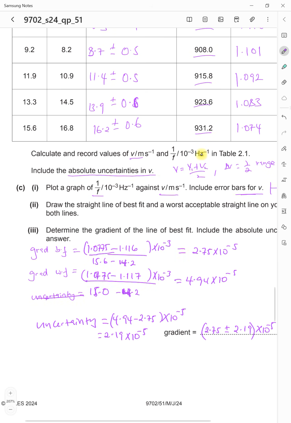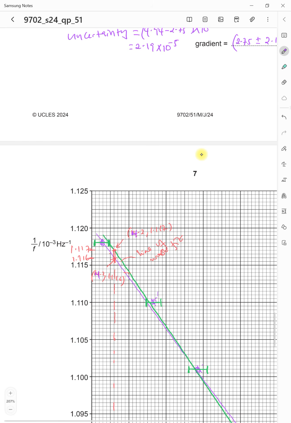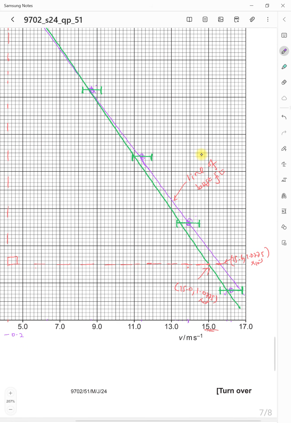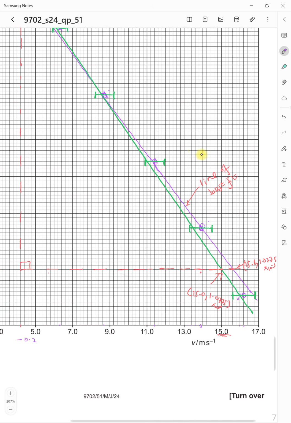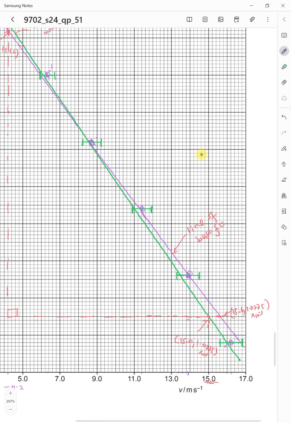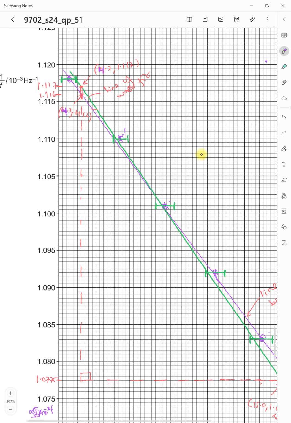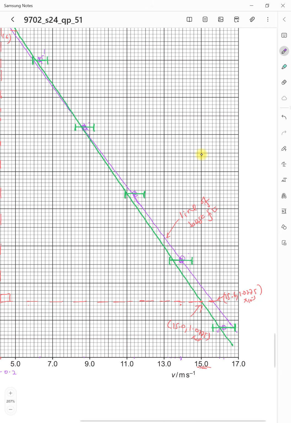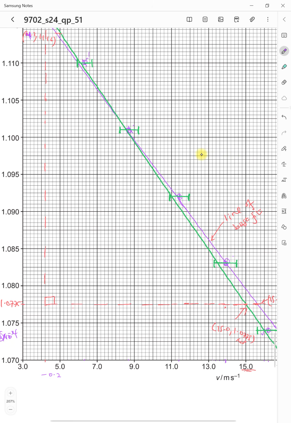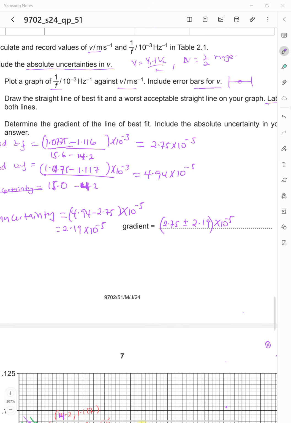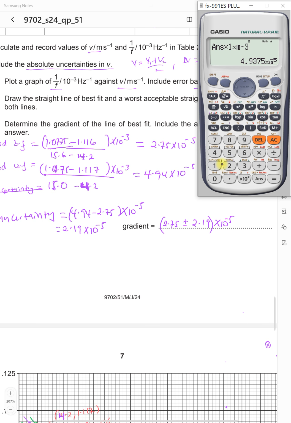So this is 4, not 14. I don't know where I got 4 from. So this is 4.2. So I have to start with 1.0775 minus 1.117. Then I have 1.0775 minus 1.116. Then on the x-axis I have 15.6 minus 4.2 and then 15.0 minus 4.2. Okay, sorry about this. I have to check this again. Sorry about that.